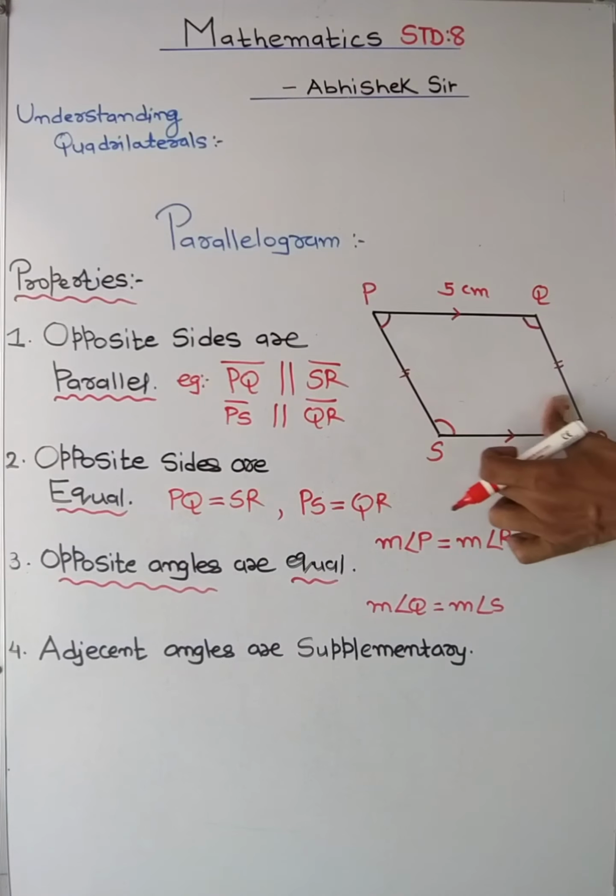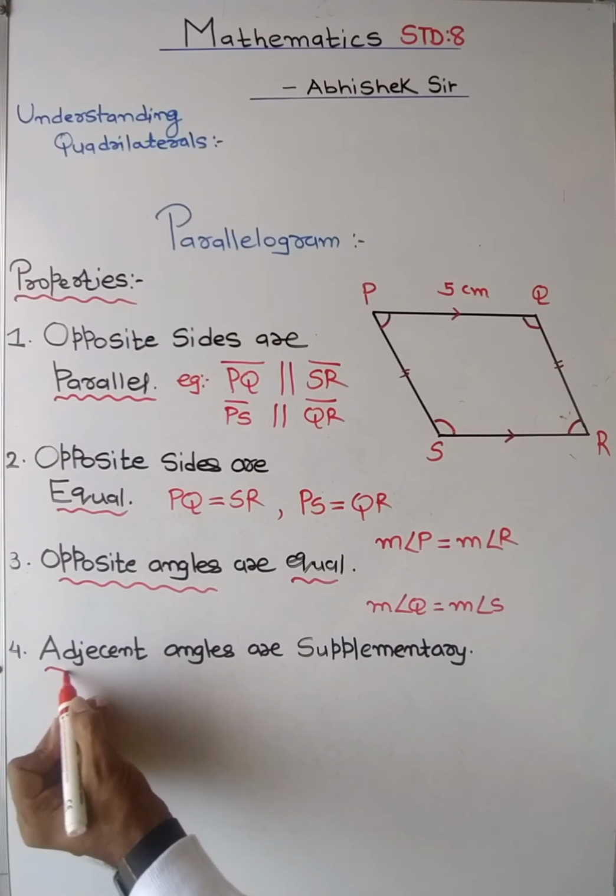Moving on to the fourth one. The fourth property says that adjacent angles.